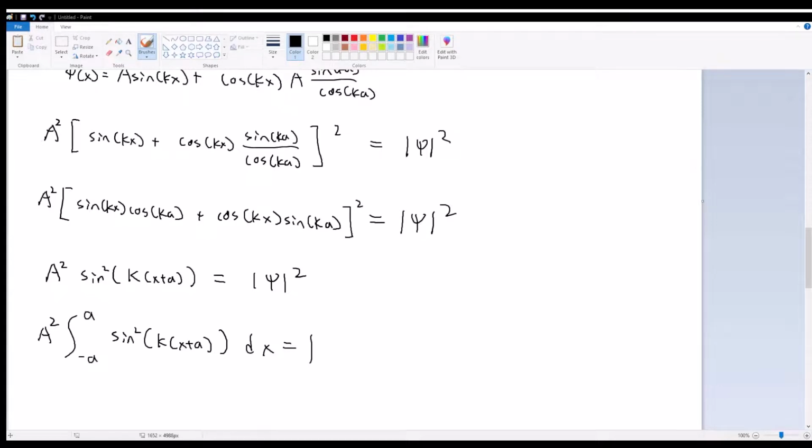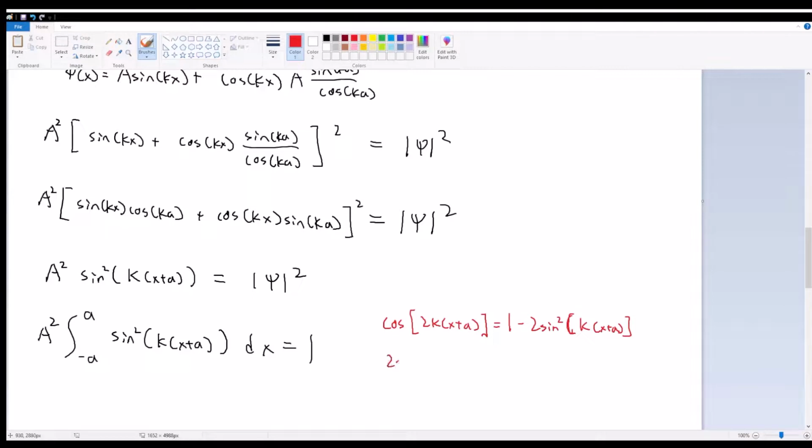Right, so the double angle formula tells us that cosine of 2 times the argument, so cosine of 2(kx + a), is going to equal 1 minus 2 sine squared of (kx + a).